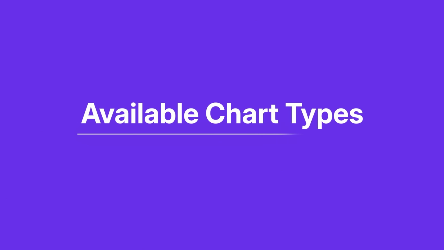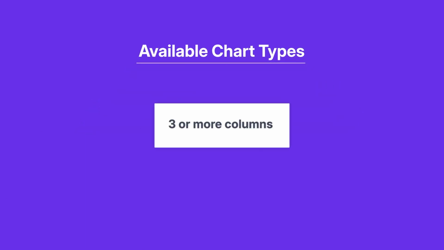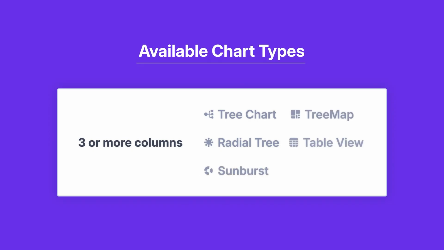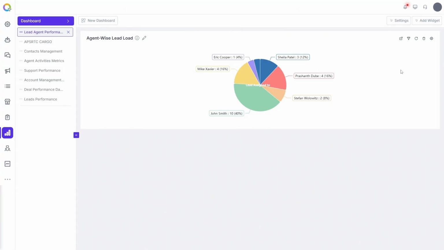In today's video, we're going to explore the chart types that get unlocked when you select 3 or more columns while configuring a widget. When you do that, 6 additional visualization types become available: Tree, Radial Tree, Sunburst, Treemap, Table, and Pivot Table. In my dashboard, you can already see the widget that I created in our previous video.